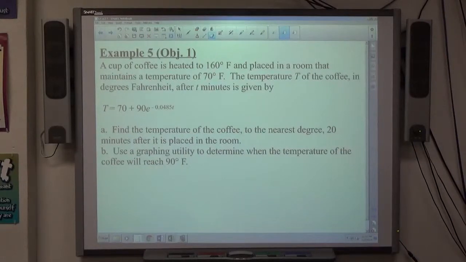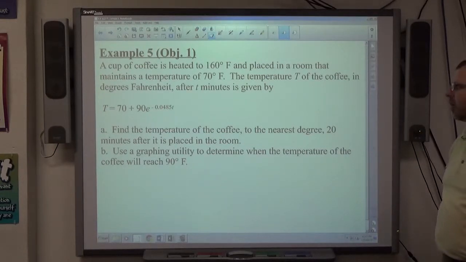Example 5. A cup of coffee is heated to 160 degrees Fahrenheit and placed in a room that maintains a temperature of 70 degrees Fahrenheit. The temperature T of the coffee in degrees Fahrenheit after t minutes is given by this equation. Find the temperature to the nearest degree 20 minutes after it's placed in the room. Use a graphing utility to determine when the temperature of the coffee will reach 90 degrees Fahrenheit.